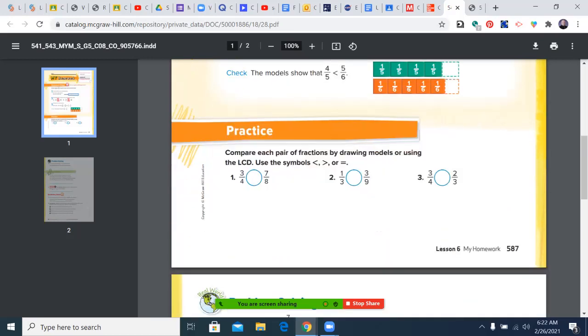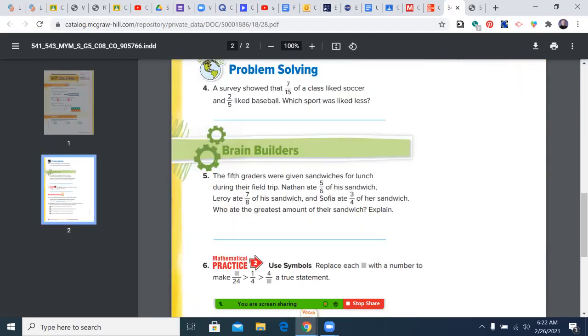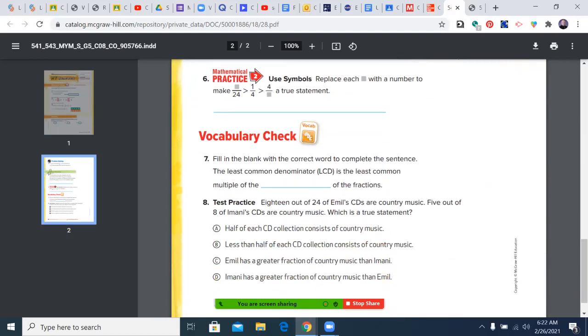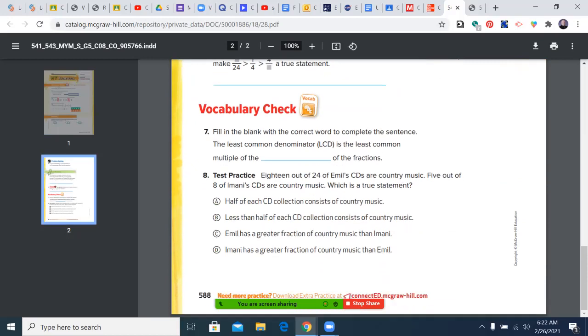So using that least common multiple, we're going to find the equivalent fraction for 3/4 to compare to 7/8. There's a hint there. And then we're going to do the same on 2 and 3. Number 4, you see us in 5, 6 are story problems. 7 is a vocab. Hint, check page 583. And then we have a test practice question.